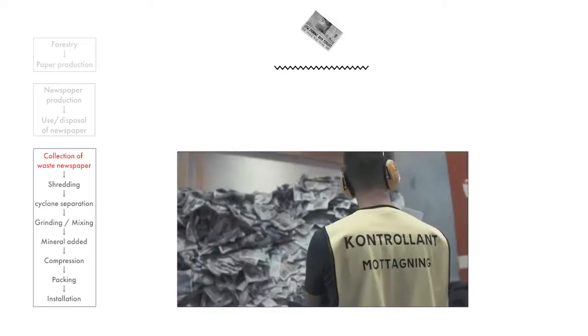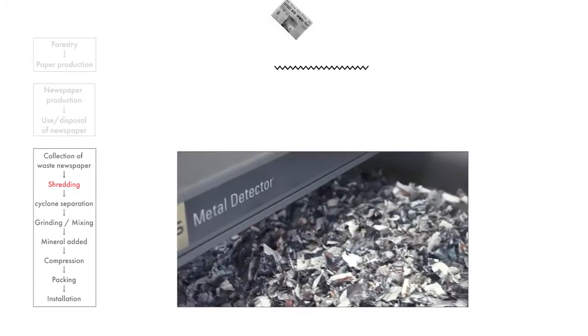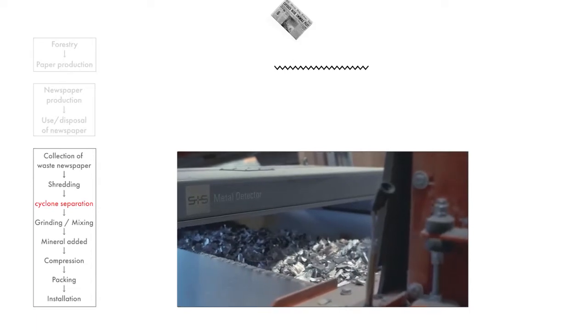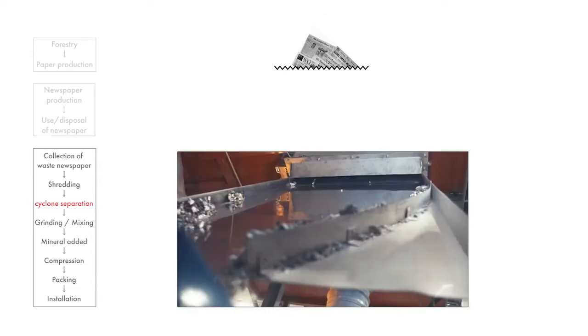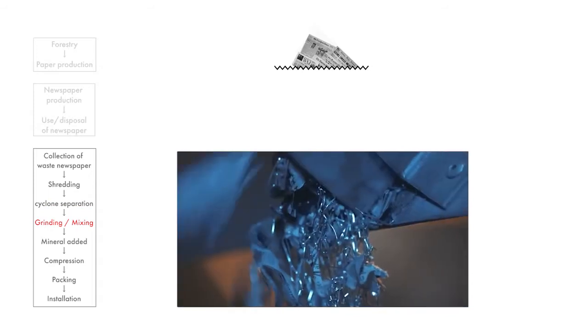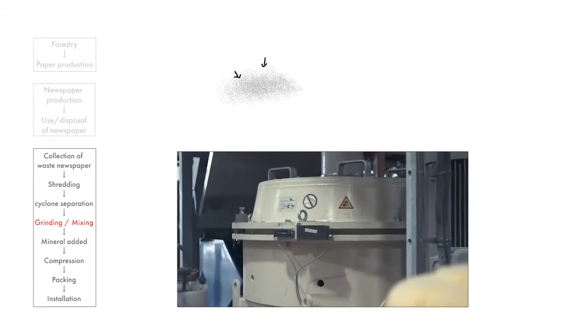They will first be carefully inspected in order to remove any humid materials. In the shredding process, the recycled newspapers would be fragmentized, followed by the cyclone separation phase, which removes any metallic materials, mostly staplers. Next would be the grinding and mixing process, which converts the shredded paper into fibers.